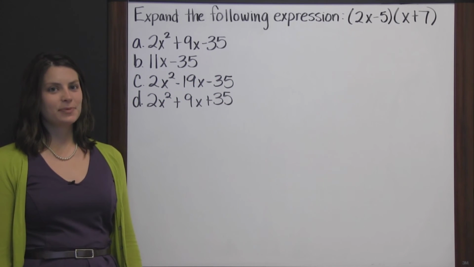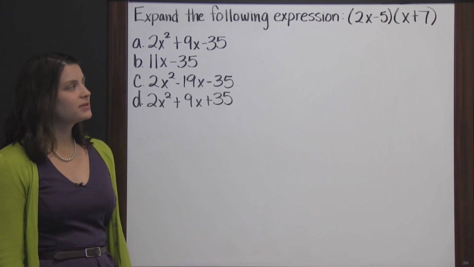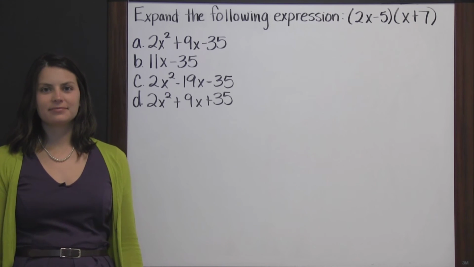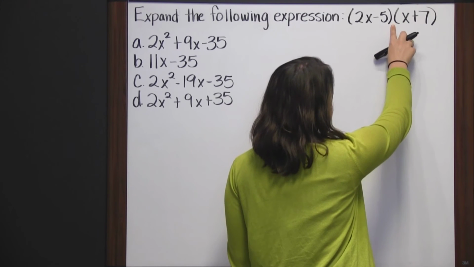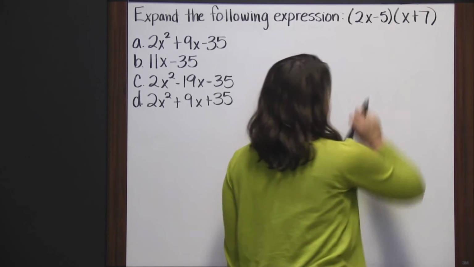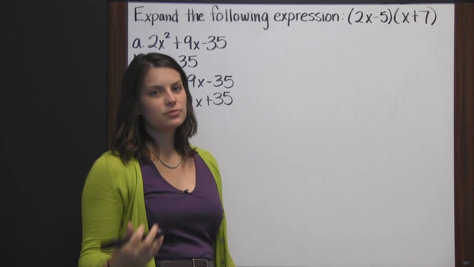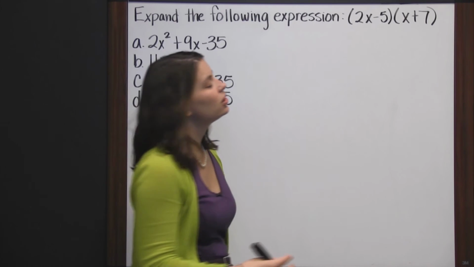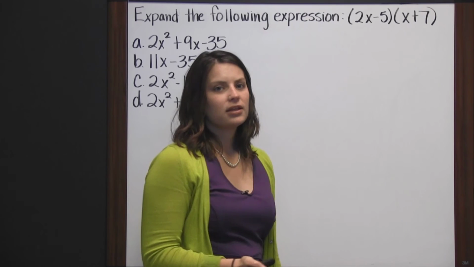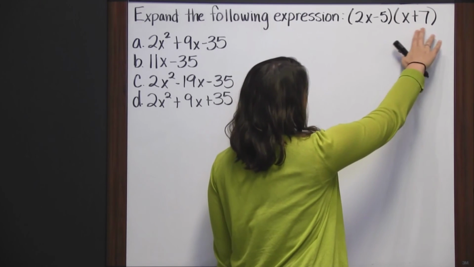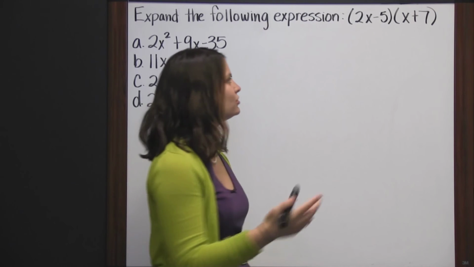Expand the following expression. The quantity 2x minus 5 times the quantity x plus 7. And we know it's multiplication because there is no other operator symbol between these 2 sets of parentheses. There's no addition sign or subtraction or division, which means it's simply understood that we're multiplying these 2 binomials together. And a binomial just means 2 terms.